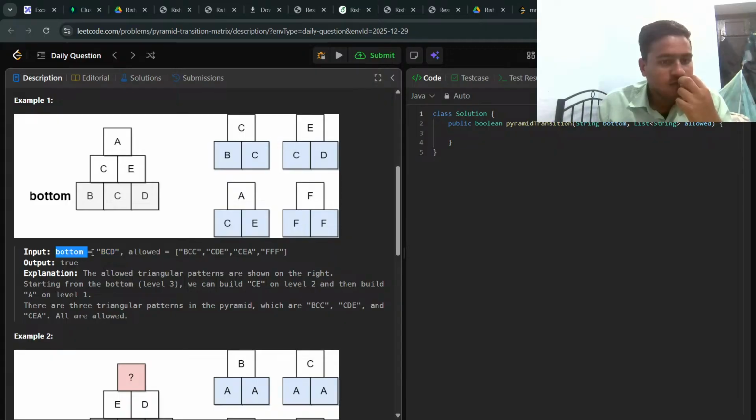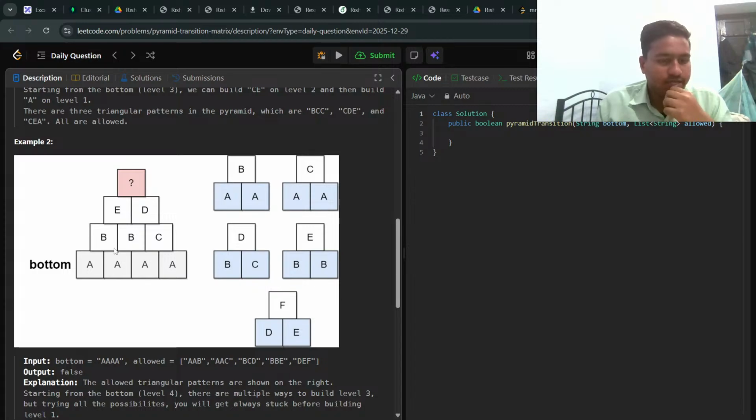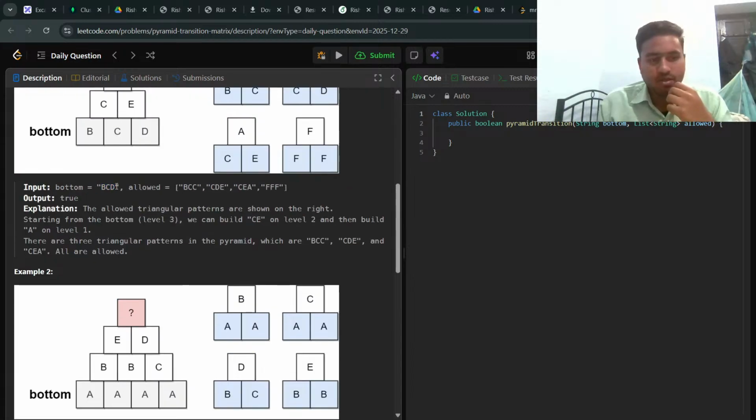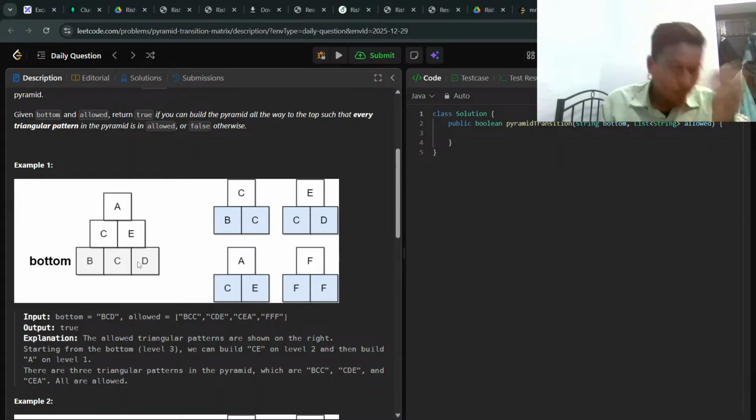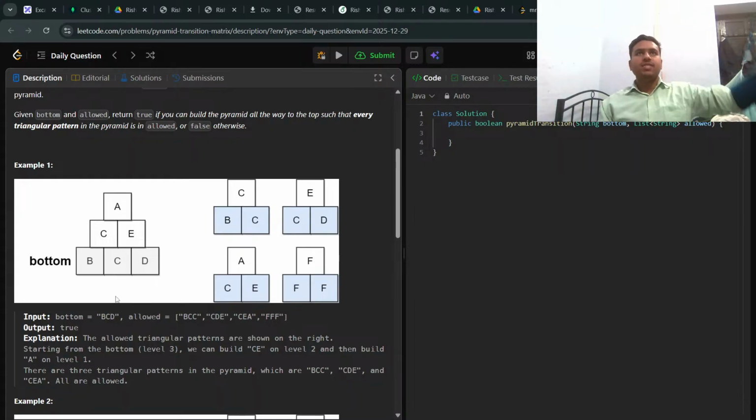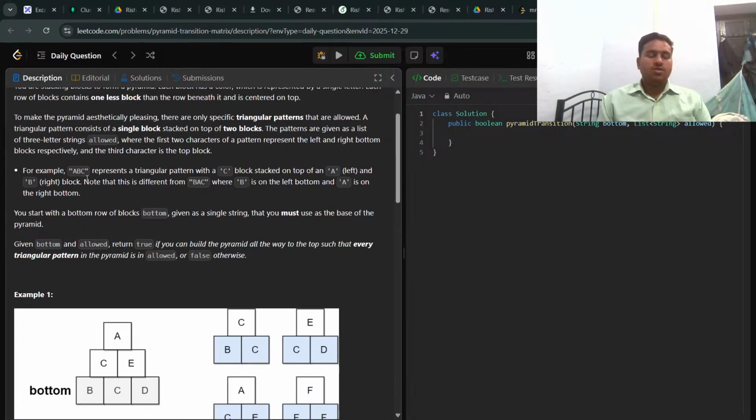You start with bottom row BCD. So basically we are given a bottom string that states these are the bottom things. What do you mean by bottom thing? The pyramid starts at the bottom, and we don't know what characters we have to place there. For that reason, we are given a bottom string like B, C, D. That means the boxes below are B and C and D. Three boxes are there. Okay.